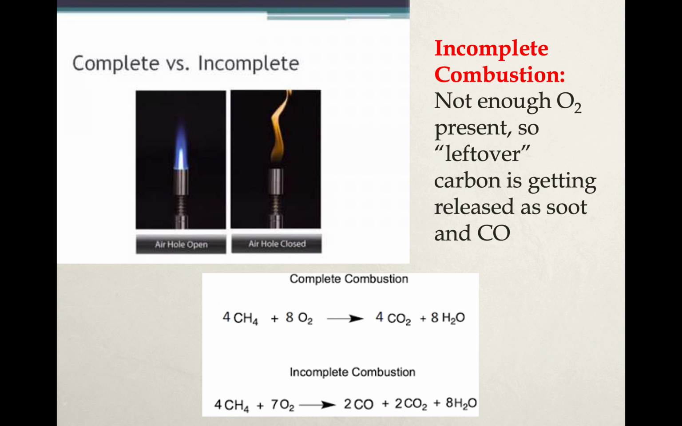During complete combustion, we see there is 8 oxygen, 4 methane. So remember, CH4 is methane. It yields 4 carbon dioxide and 8 waters. In incomplete combustion, there's 4 methane molecules, 7 oxygen molecules, and it yields 2 carbon monoxide, as well as 2 carbon dioxide and 8 water.